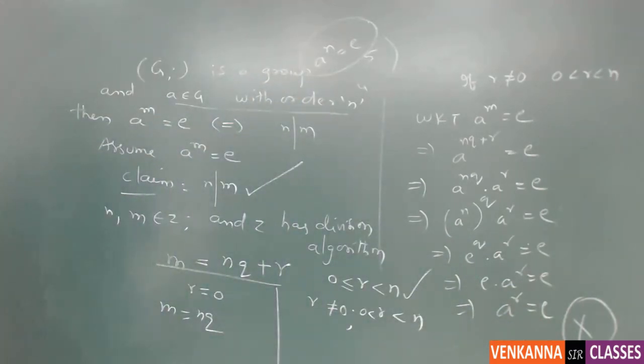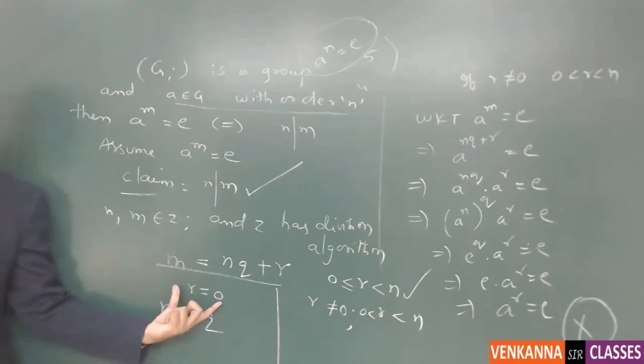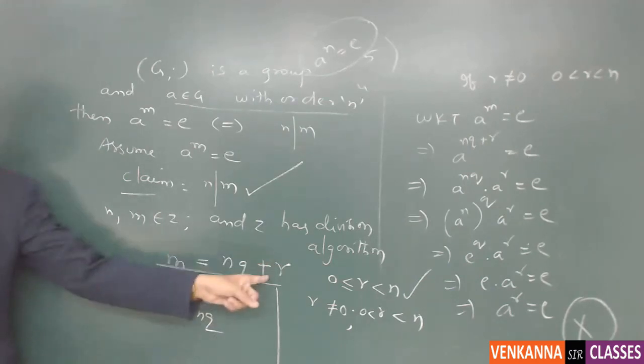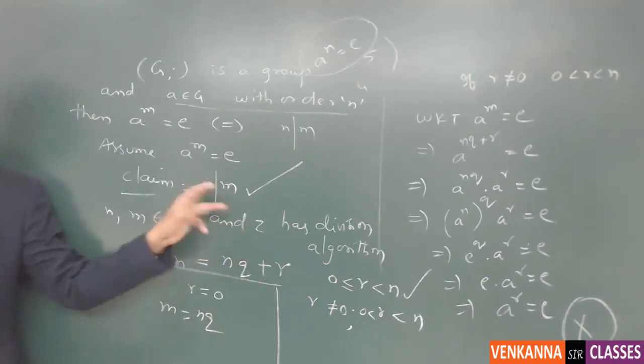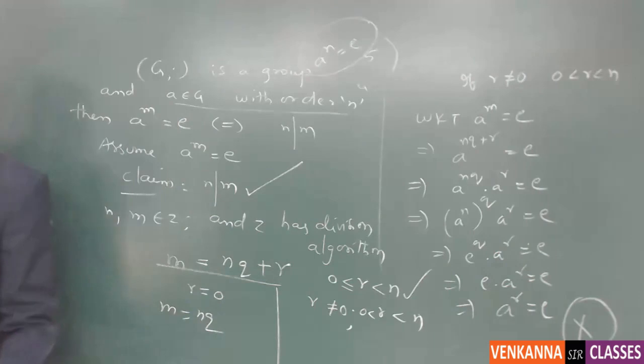Did you get the meaning? How the contradiction has come? Right. So therefore, the only possibility is r equal to 0. So if you put r is equal to 0, m is equal to nq, hence n divides m. This is the proof of the theorem.